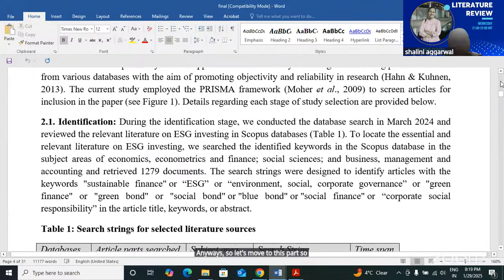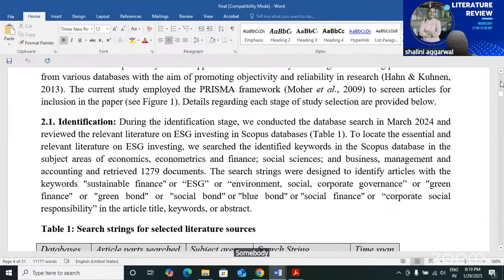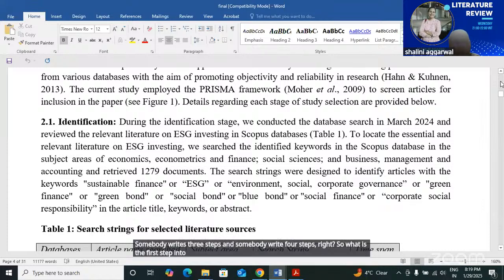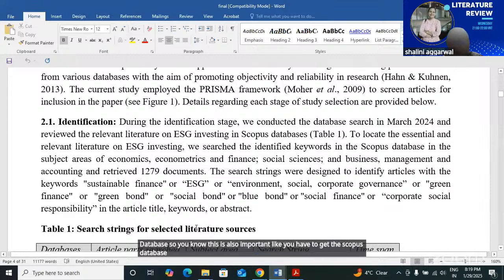So I'm showing you again. So this is the first. There are 4 steps towards it. Somebody writes 3 steps and somebody writes 4 steps, right? So what is the first step in the research methodology section? That is identification, like how many total papers you have got from the Scopus or the Web of Science database. This is also important. You have to get the Scopus database file or the Web of Science CSV file. You extract the data from those databases, right?